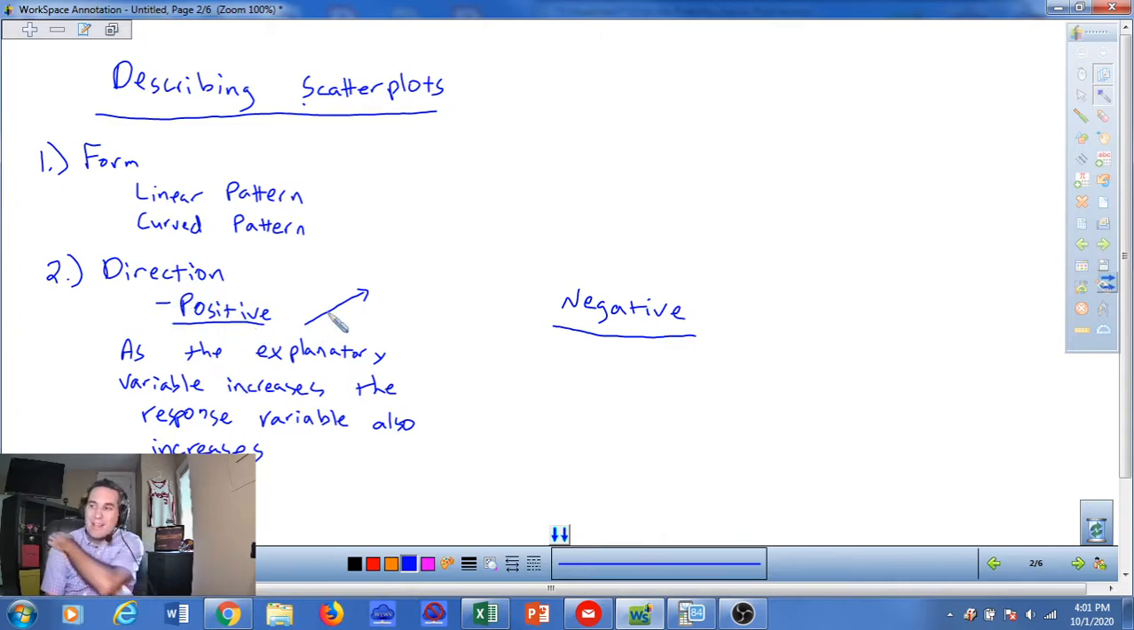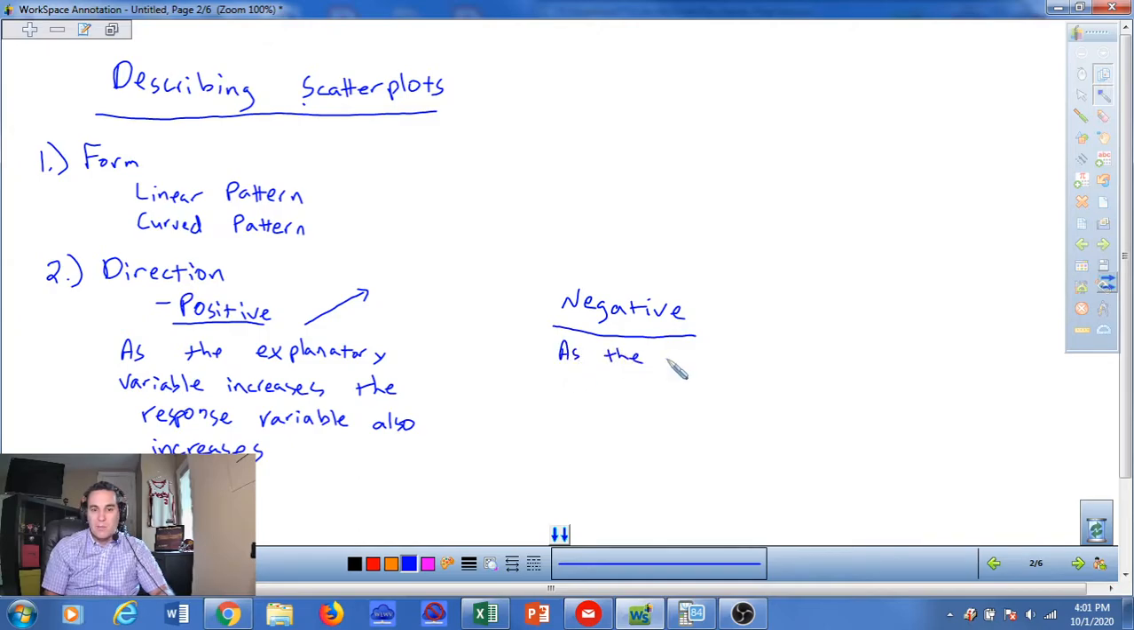Now, when they ask you to explain what positive means on a graph, they don't want you to say it means it goes up. That's too elementary of an explanation. What they mean is they want you to describe it sort of like I've described it here. As this increases, the blank increases with it. That's like you describing the direction. Negative direction is the exact opposite.